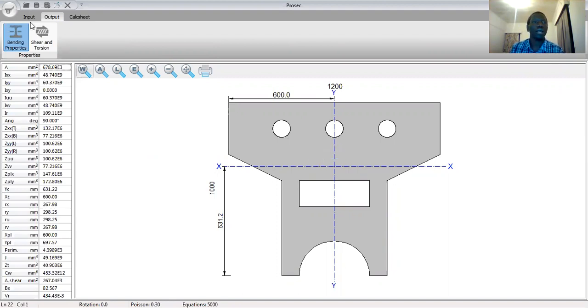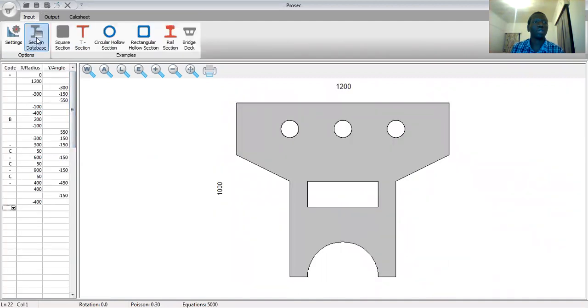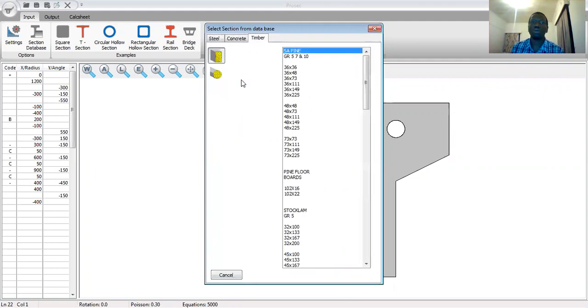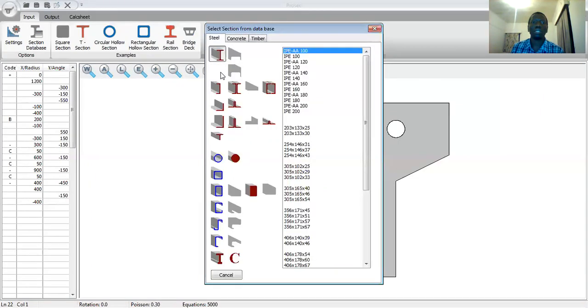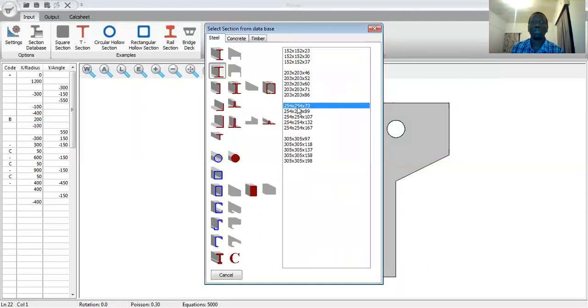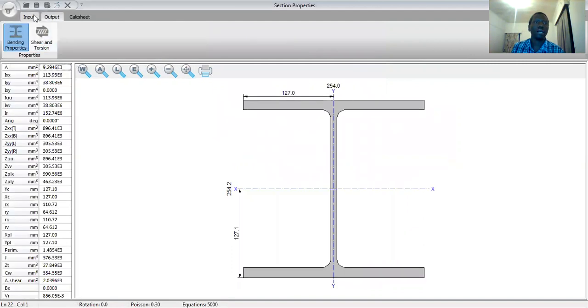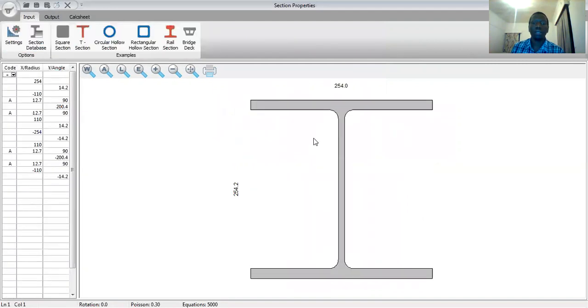So what I do, I go to input, and then I look for section database. I can go to the section database and pick out any section that I want, steel, concrete, timber, and determine it, and I'll be able to see its section properties. So that I-beam, I just click on it, and there you go, output, and you have its section properties. Yeah, that's pretty much it.